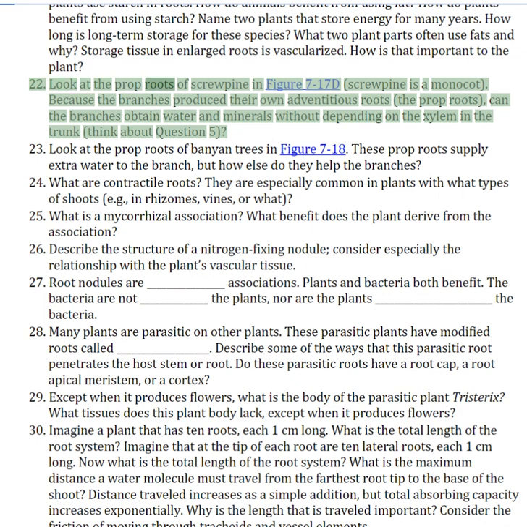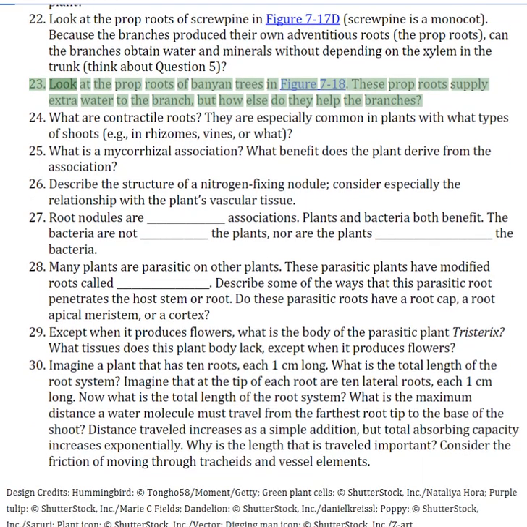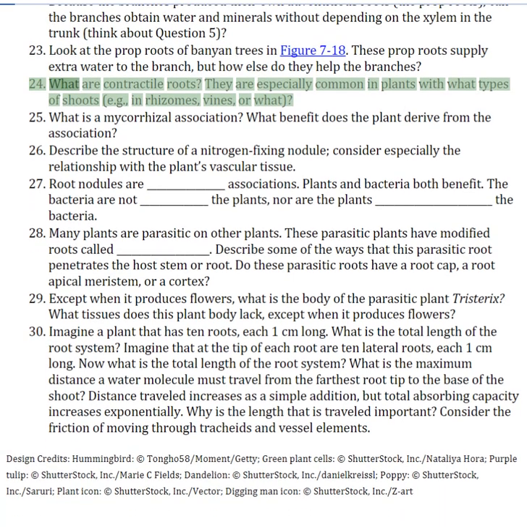22. Look at the prop roots of screw pine in figure 7.17d. Because the branches produce their own adventitious roots, can the branches obtain water and minerals without depending on the xylem in the trunk? 23. Look at the prop roots of banyan trees in figure 7.18. These prop roots supply extra water to the branch, but how else do they help the branches? 24. What are contractile roots? They are especially common in plants with what types of shoots?